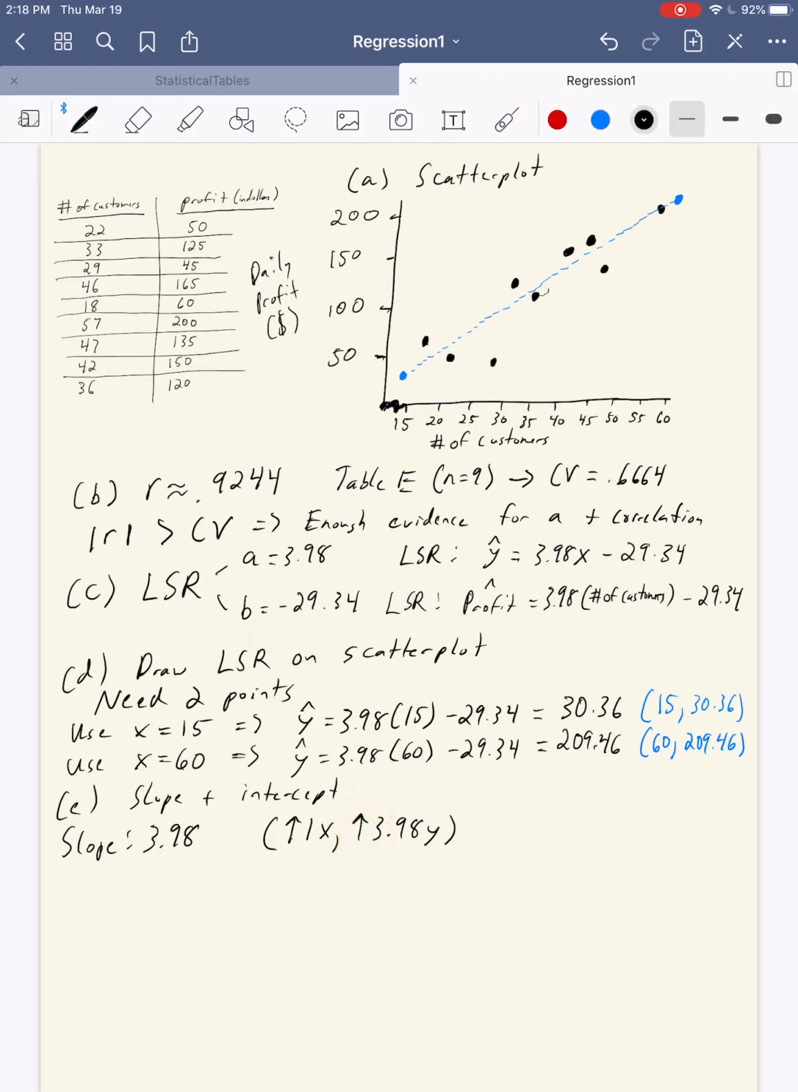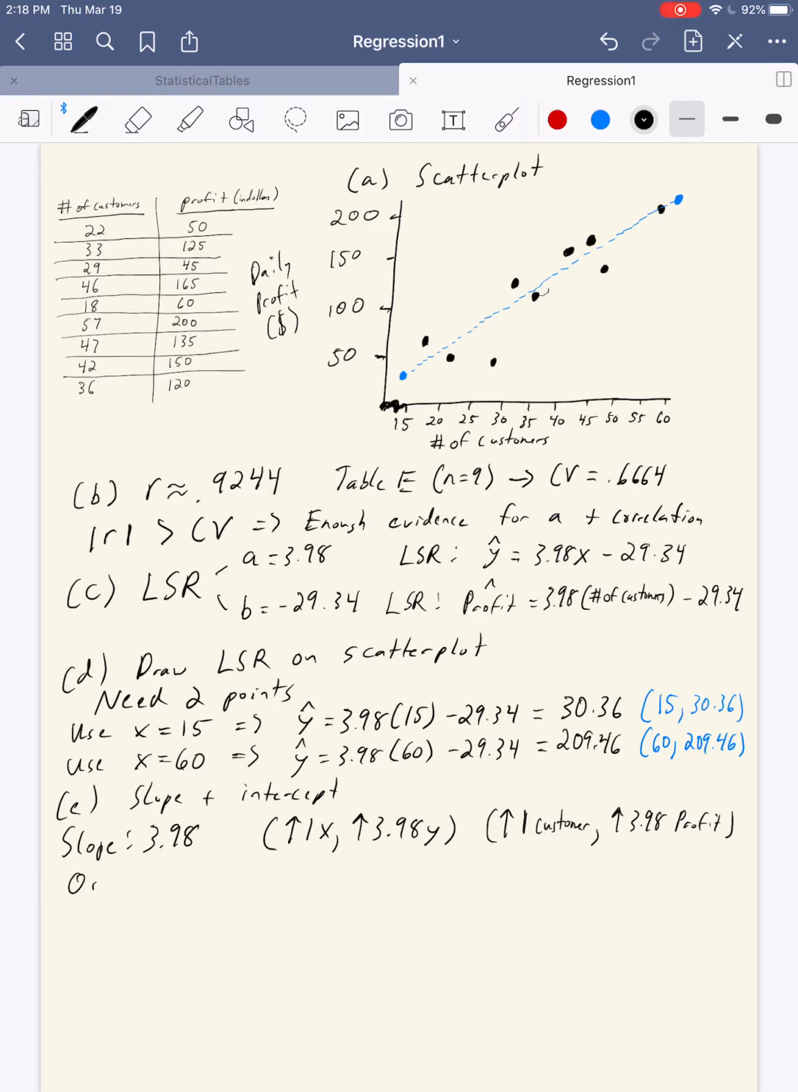All right, this is a fine interpretation in terms of algebra, but we need to say a little bit more for our situation. So what does it mean to go up 1 in x? Well, x, of course, was the number of customers. So that means when we go up 1 customer, well, what is y here? Well, we know y is the daily profit. So we go up 3.98 profit. Now we just want to attempt to say all that, right? This up 1 customer, up 3.98 in profit in terms of words.